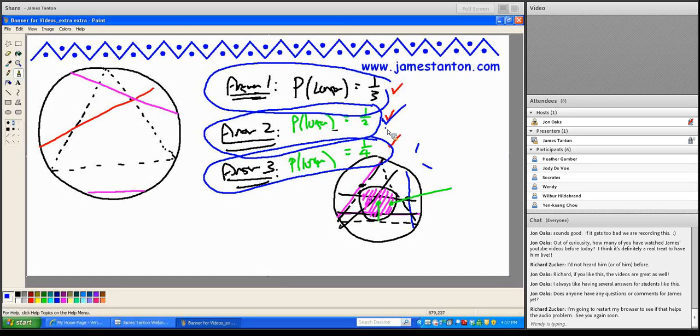All right, so that's, depending on one's audience, I've certainly shown Bertrand's paradox with students in the beginning course.